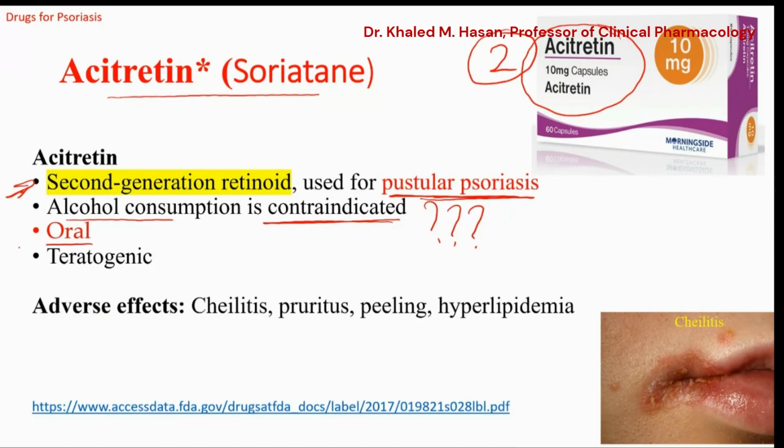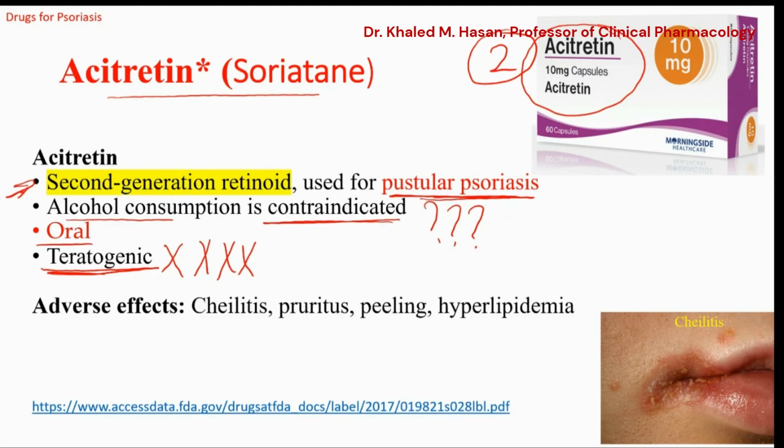Okay, is this medication oral? Do we prescribe it during pregnancy? They said no. Teratogenic? No, it's not allowed to prescribe during pregnancy. All vitamin A derivatives, retinoids, are not allowed to prescribe during pregnancy.